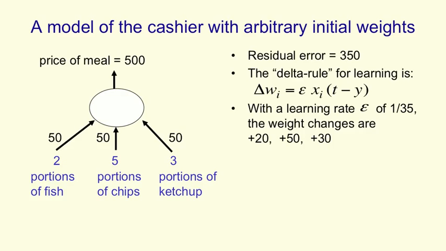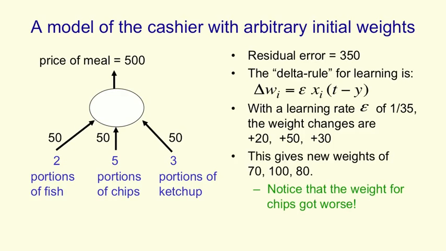Our change in the weight for chips will be 5 times 10, and our change in the weight for ketchup will be 3 times 10. That'll give us new weights of 70, 100 and 80. And notice the weight for chips actually got worse. There's no guarantee with this kind of learning that the individual weights will keep getting better. What's getting better is the difference between what the cashier says and our estimate.